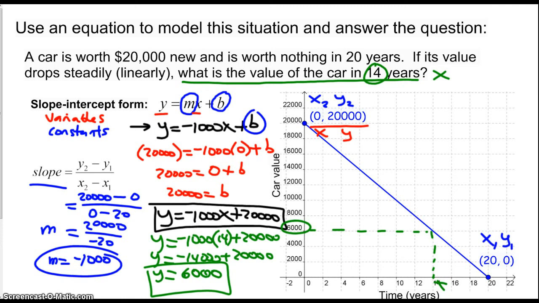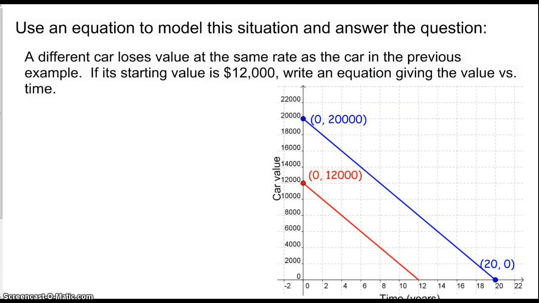Now we have an equation, y equals negative 1,000 x plus 20,000, that represents this situation. Let me extend the problem a little bit further. Let's say a different car loses value at the same rate as the car in the previous example, but this time the starting value for this new car is only 12,000. Could I write an equation that shows the value versus time for the new car? Okay, well here's a situation, right? We've got the old car started at 20,000, dropped at a certain rate, right? And the new car starts at only 12,000 and it drops at the same rate. So that means that the line representing that value is parallel to the first equation, the equation we had before.